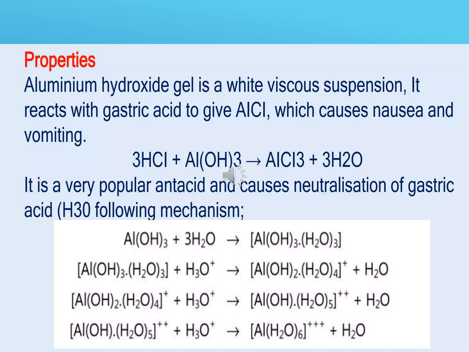Properties. Aluminum hydroxide gel is a white viscous suspension. It reacts with gastric acid to give AlCl3, that is aluminum chloride, which causes nausea and vomiting. Here is the reaction: aluminum hydroxide plus HCl gives aluminum chloride plus water. It is a very popular antacid and causes neutralization of gastric acid following this mechanism.